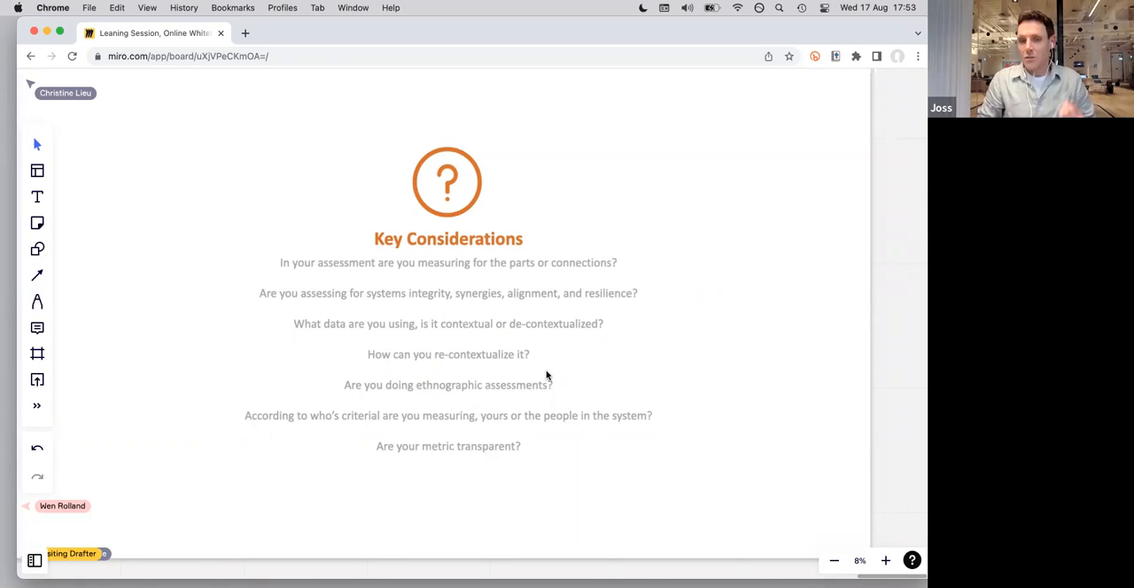Are you doing ethnographic assessments that are actually looking at this in the context of people's lives in the city? According to whose criteria are you measuring, yours or the people in the system? Are your metrics transparent? Some of this stuff is in the guide. We won't go into all of it now about collecting data and so forth. You can dig into the guide and find out more about it there.